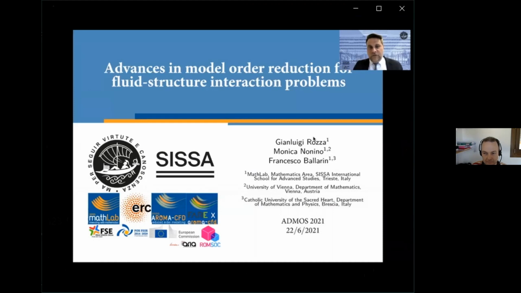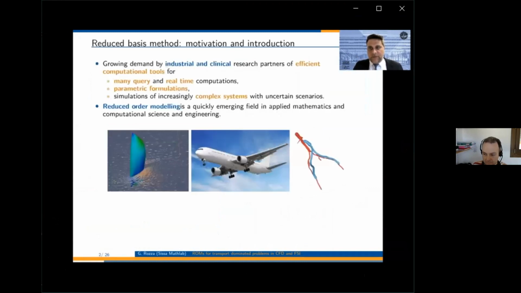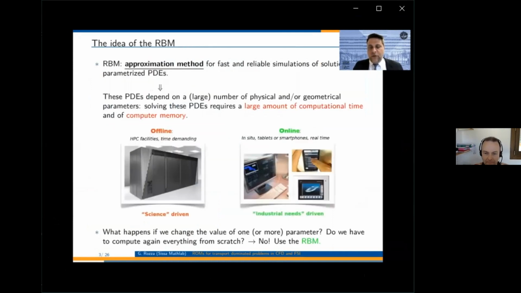Good morning. I am Gianluigi Rozza. I'm going to talk about model order reduction for fluid structure interaction problems. This is a joint talk with Monica Nonino and Francesco Ballarin. I will not focus a lot on model order reduction, but I will just tell that this is a very important topic, also with a growing demand for industrial and clinical research projects, with also some technology portability with offline, online computing.